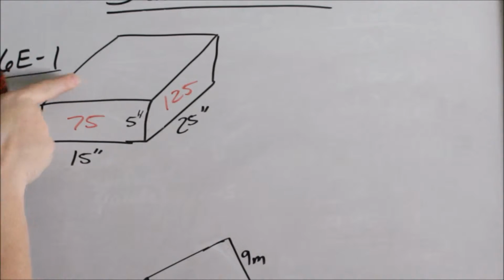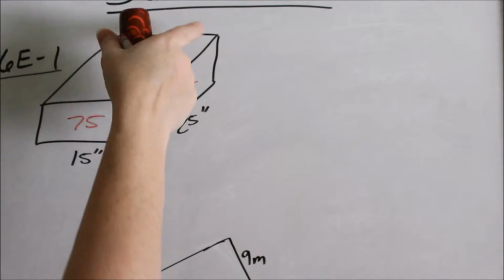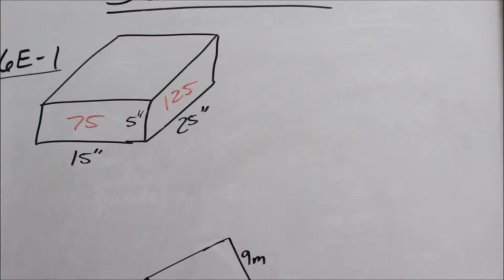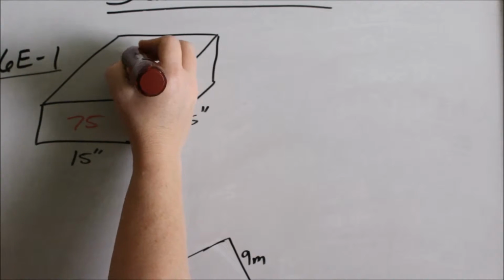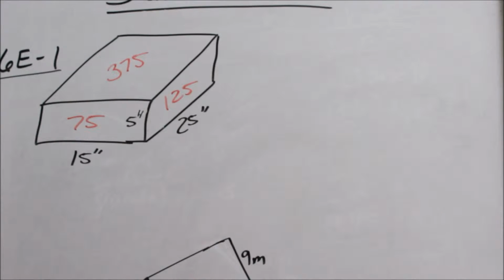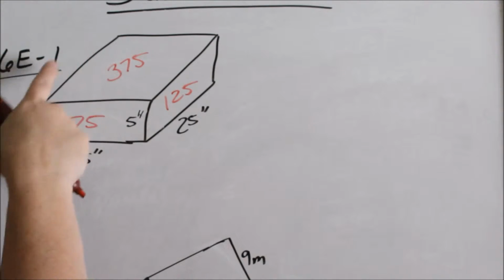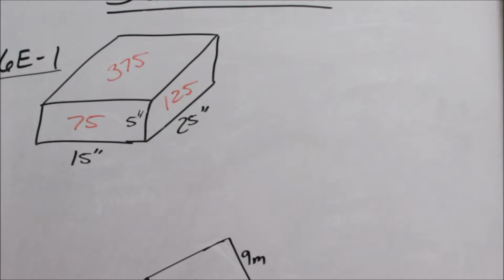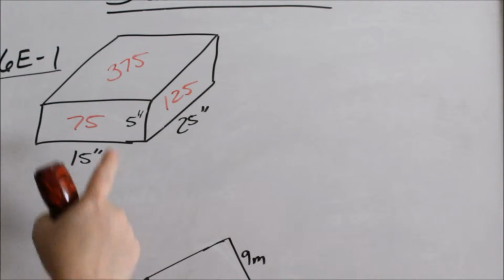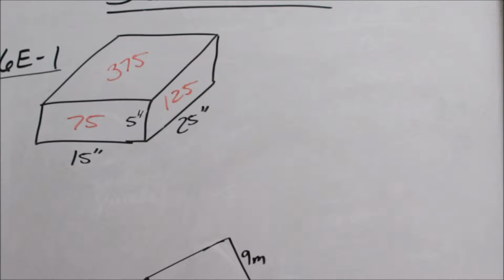Now we need to do the top. That is 15 by 25. We find the area of that rectangle, that's 375, and that's the same as the bottom. Now we add them up. I do not use formulas for surface area. I just find the area of every side of my figure. There are no formulas you need to memorize. You just find the area of every side.